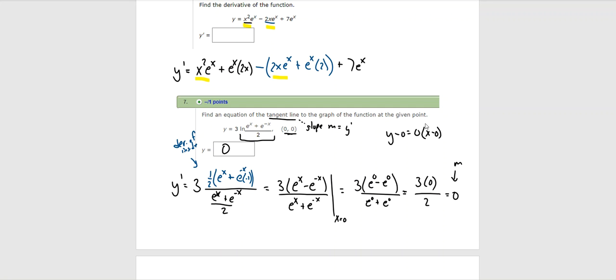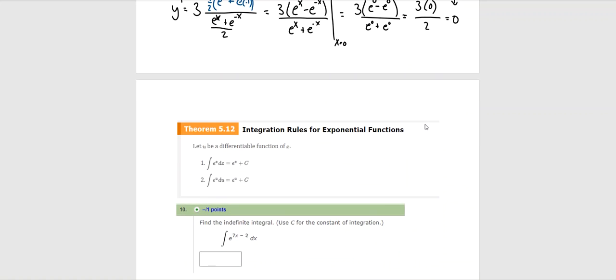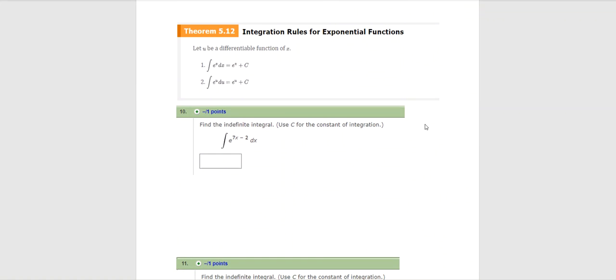But it's derivatives with e to the x. It's very, very straightforward. The good news, since the derivative of e to the x is itself, the integral of e to the x is also itself, plus a c. And the great news is, even with a substitution, e to the u, it's just e to the u.